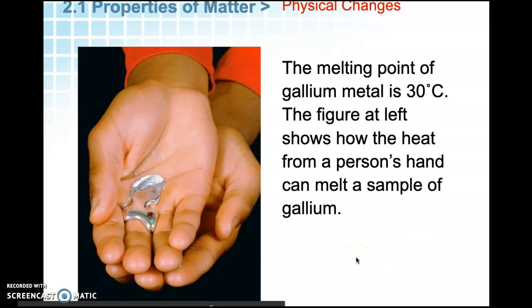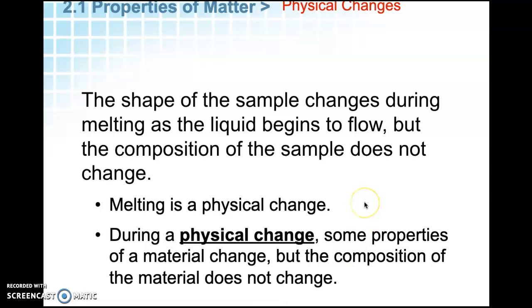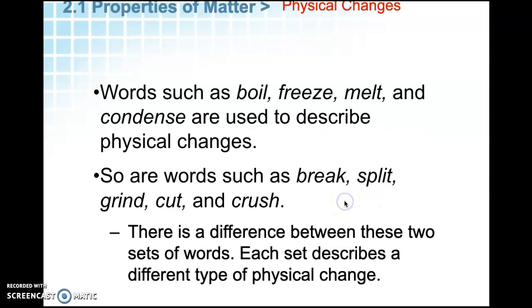But this is something that happens with the physical property. The shape of the sample changes during melting as the liquid begins to flow, but the composition does not change. Melting is a physical change. So what that means is the gallium is a solid, it's still gallium. When it becomes a liquid, it's still gallium. We're not changing what the substance is. So in a physical change, properties of a material change, but what the material is, the composition, does not change.